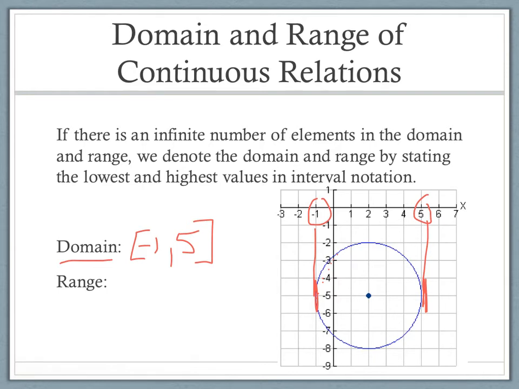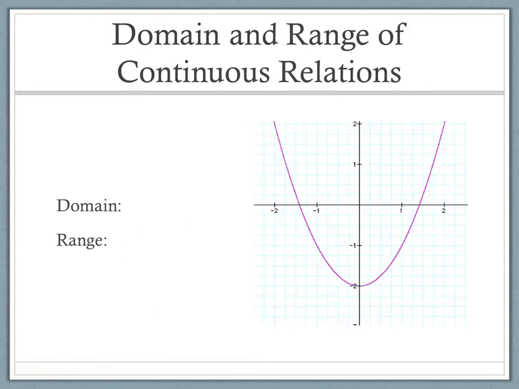Okay, now we're going to do our range. Now if I look at my range, we're going to use our y values. So the lowest y value is right there, and if I look over on the y-axis, it's -8. So it's going to go from -8, and the highest y value is -2. All right, so my domain goes from -1 to 5, and my range goes from -8 to -2.